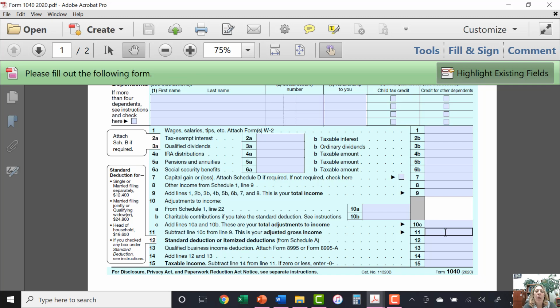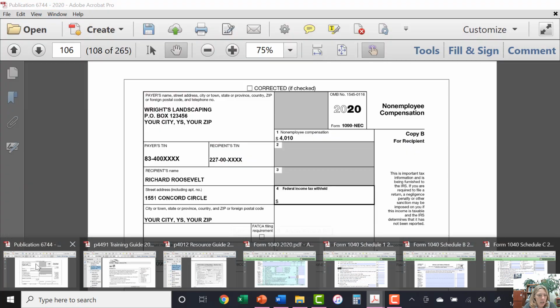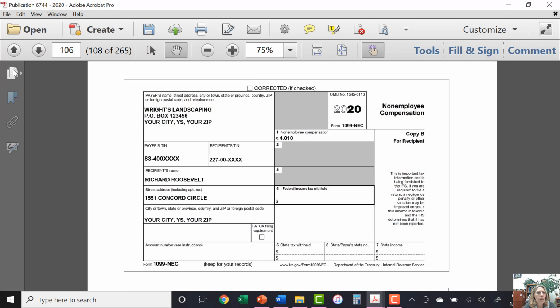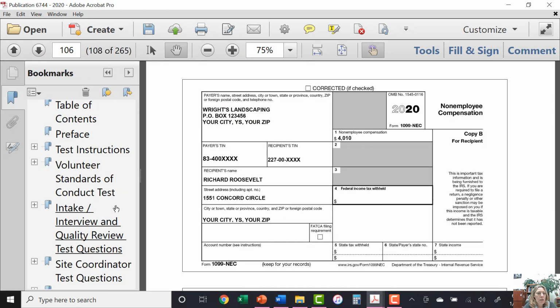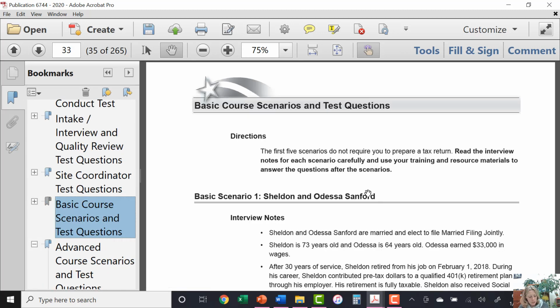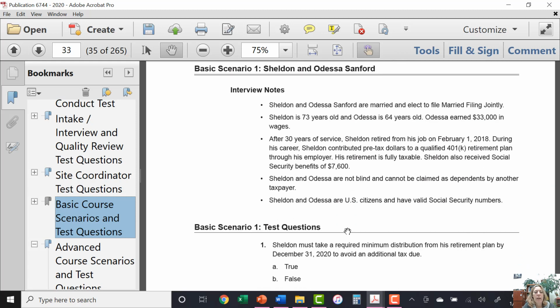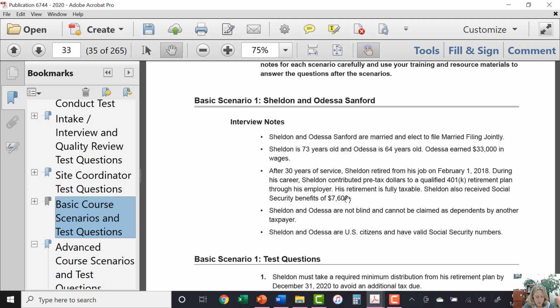Okay. The last thing I want to do is go through 2 more basic exam questions. I've got to find them though, so hang on. Where is my basic exam? Volunteer test instruction, basic course scenarios. So we're going to do basic exam question 1, and then we're going to do basic exam question 6.